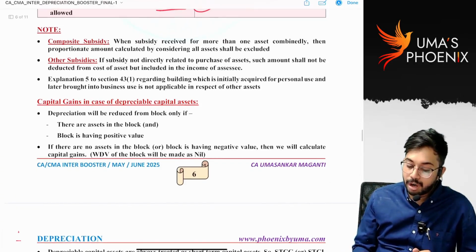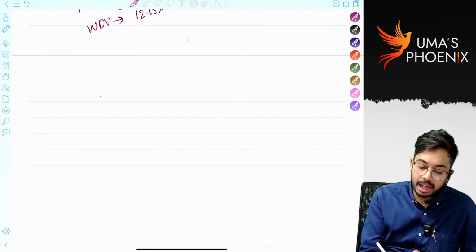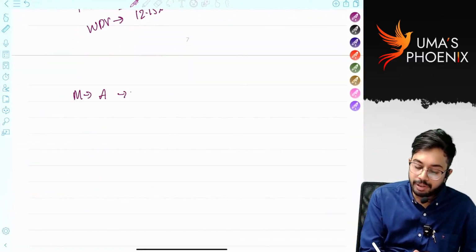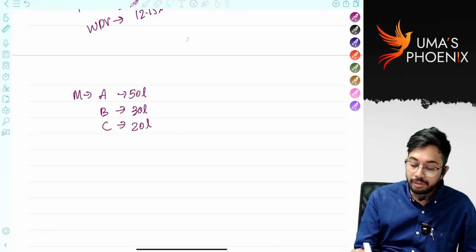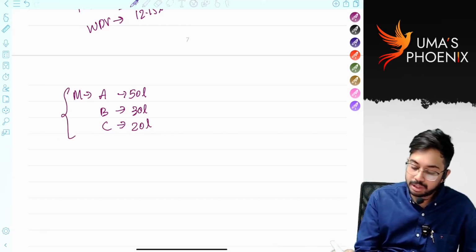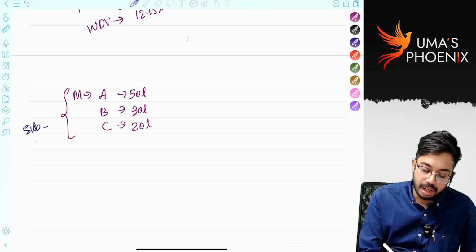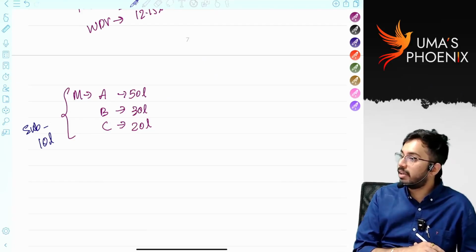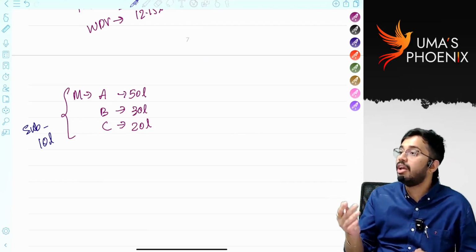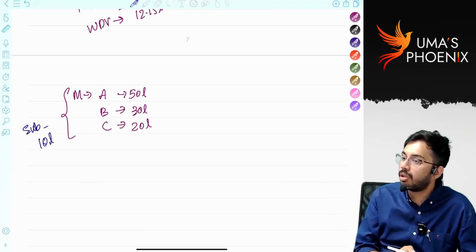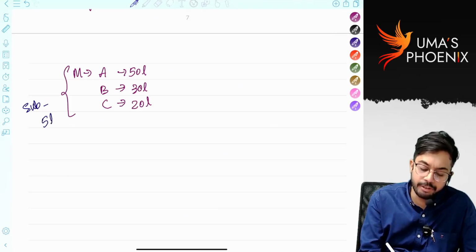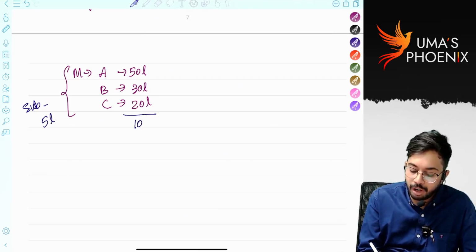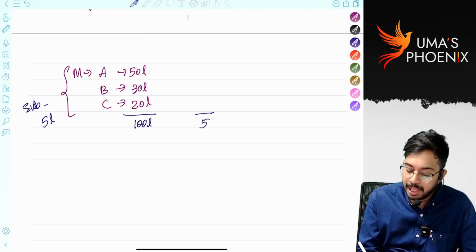Is it clear? If composite subsidy is received, let's say I purchased machine A for 50 lakhs, machine B for 30 lakhs, and machine C for 20 lakhs. For the three machines together, subsidy was given. Now, based on actual cost of the asset, we need to apportion the subsidy amount. Let's say total subsidy of 5 lakhs is received, for example. So how much is total cost of all assets? 100 lakhs. Total subsidy is 5 lakhs.